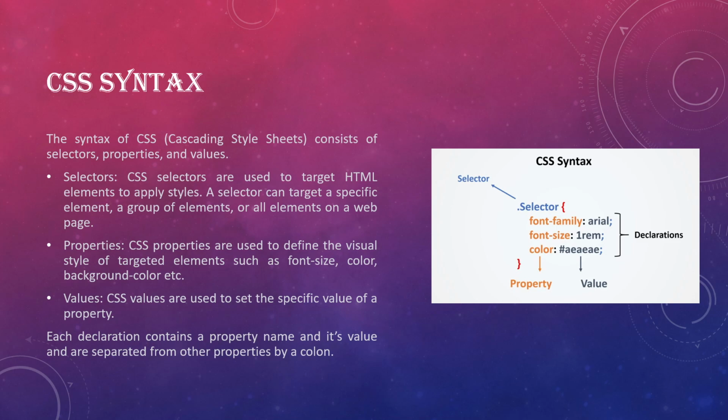Properties. CSS properties are used to define the visual style of targeted elements such as font size, color, background color, etc. And the last one is values. CSS values are used to set the specific values of each property. Each declaration contains a property name and its value, and is separated from other properties by a semicolon.